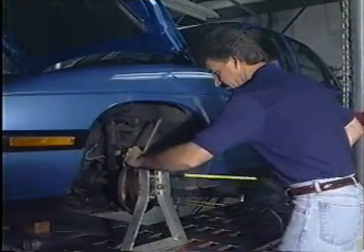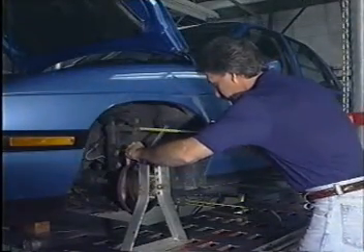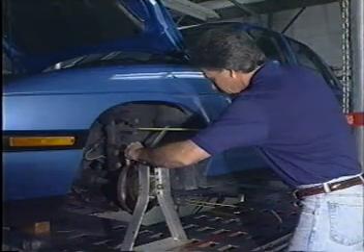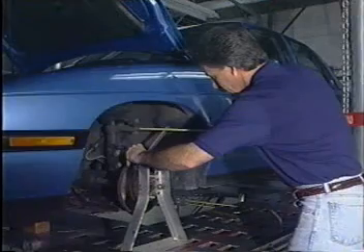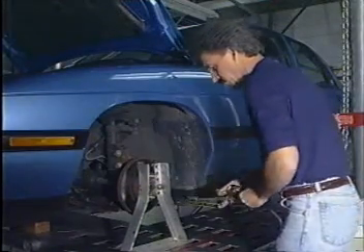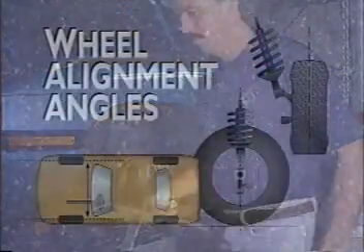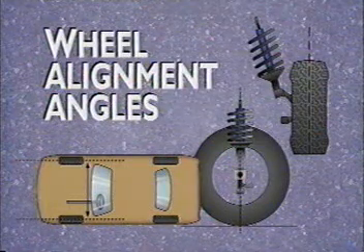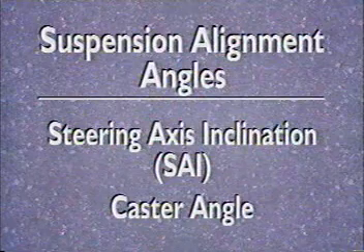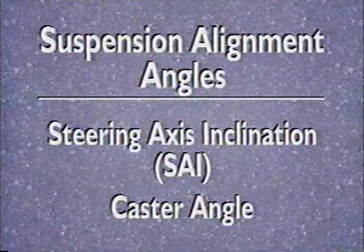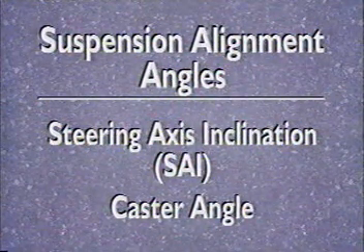In this video, we're going to show you a few suspension quick checks that you can perform in about 10 minutes to help determine why the wheels will not align. These checks can determine if the problem is wheel alignment or suspension alignment. There are two other suspension angles we need to be familiar with: steering axis inclination and caster angle. These are suspension alignment angles.